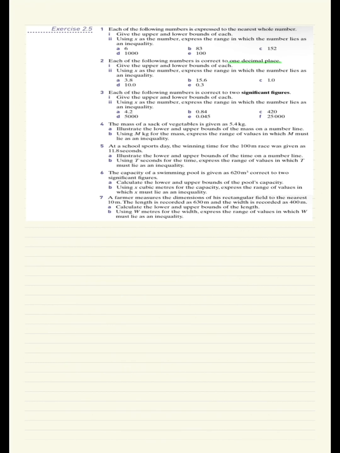The numbers are correct to two significant figures. Let's look at question 3a. 4.2. This is your first significant figure, and this is your second significant figure, which is in the place of tens. So what I'm going to do is take 0.1, divide it by 2, which would give me 0.05. And in order to find the upper and lower bounds, I'm going to plus and minus 0.05 respectively.